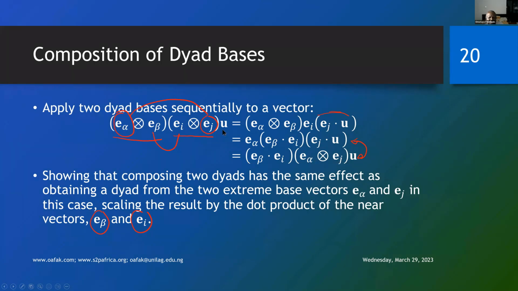So the composition of this is simply the composition of the two that are farthest apart, that is e_α and e_j, with a dot product of the two that are near each other, which shows that composing two dyads has the same effect as obtaining a dyad from the two extreme base vectors, e_α and e_j, scaling the result by the dot product of the near vectors, e_β and e_i. This is a result we are going to generalize, but just watch and make sure you understand this result very well before we generalize it.